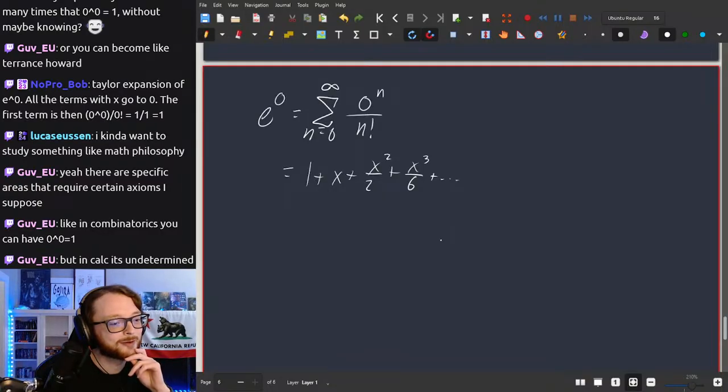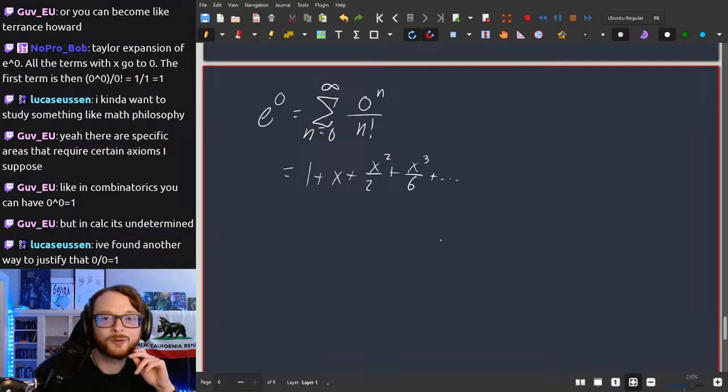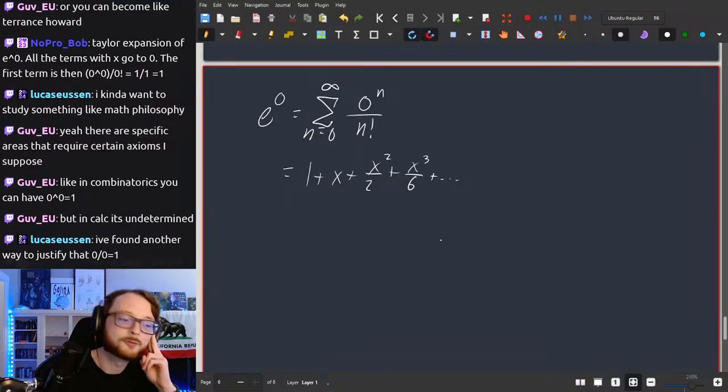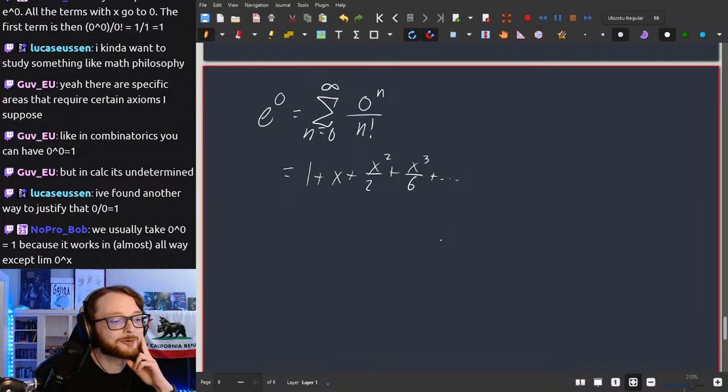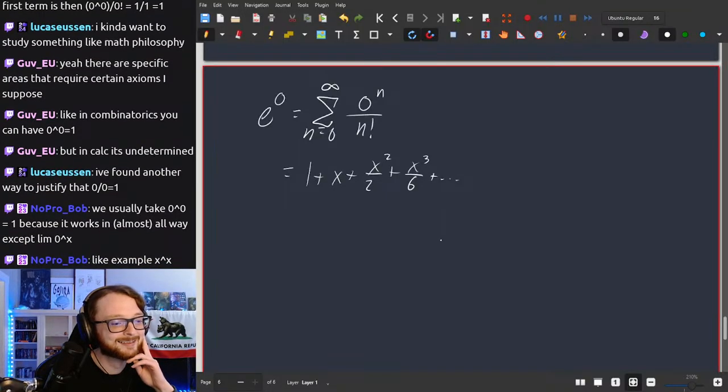Specific areas that require certain axioms. Combinatorics of 0 to the 0 equals 1, and in calc it's undetermined. Ooh, I hadn't heard that for combinatorics. Found another way to justify that? Oh, okay, Lucas. In almost every way except the limit is 0 to the x.